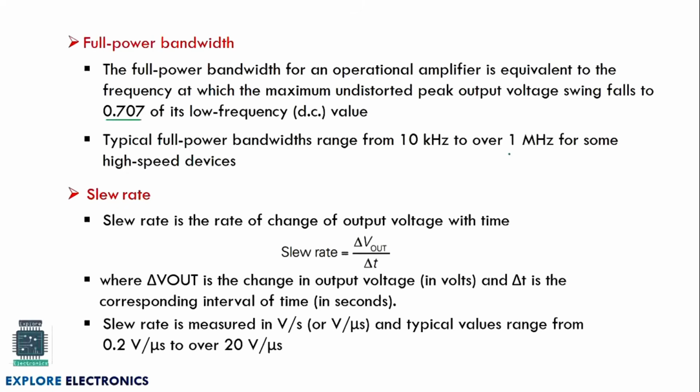Where delta V out is the change in the output voltage with respect to time, meaning when there is a small change, that amount of value will be called the slew rate. So slew rate is measured as volts per second, or we take volts per millisecond or microsecond also. This value ranges from 0.2 volts per microsecond to 20 volts per microsecond.